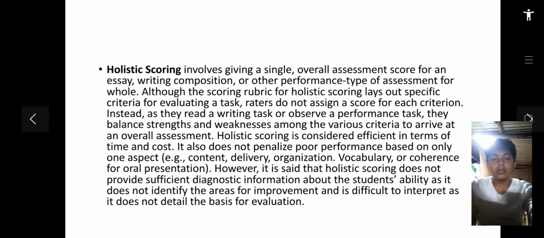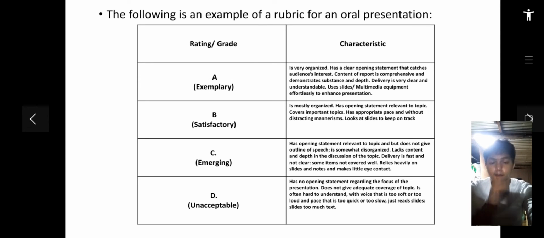Now, when it comes to both time and money, holistic scoring is thought to be efficient. Additionally, it does not penalize subpar performance based on a single factor. However, it's claimed that holistic scoring doesn't offer enough diagnostic data about students' abilities because it doesn't identify the students' strengths. Now then, here's an example of a rubric for oral recitation.